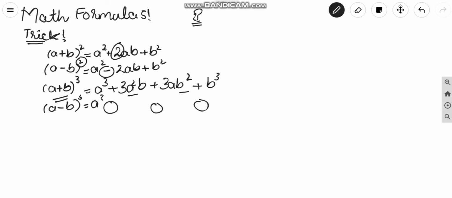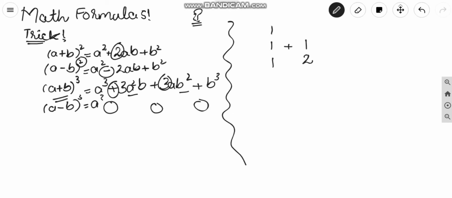Today we will talk about a trick. By using that trick, you will not be confused about the sign and about the coefficient. Okay, let's start. This is called Pascal's triangle. First you have to write 1, write again 1 and 1. Now repeat this 1 again, add these two numbers, it will become 2. Now repeat this 1 again.